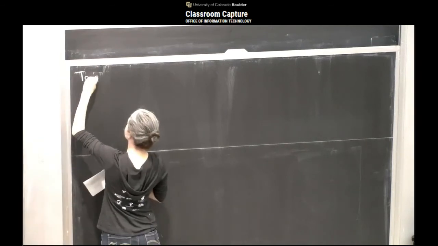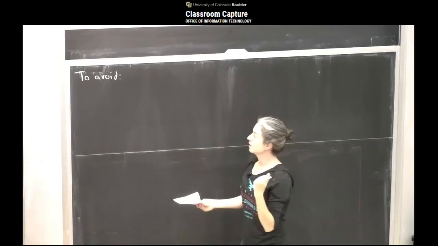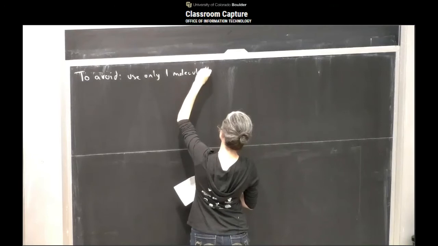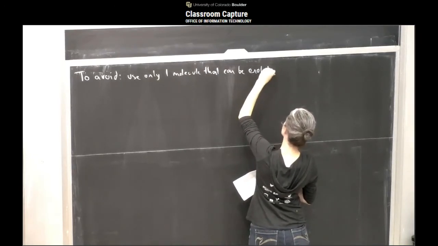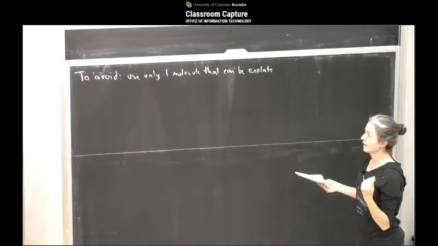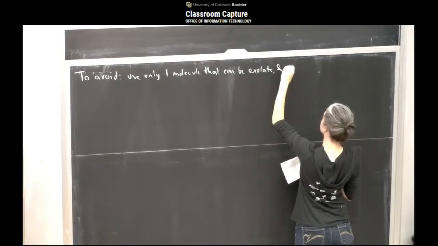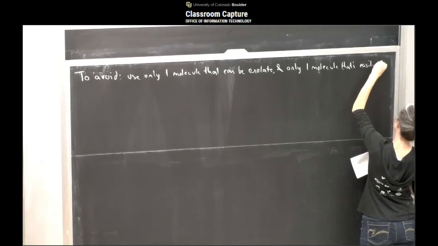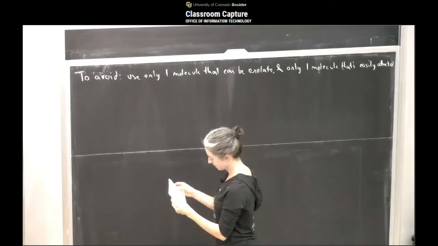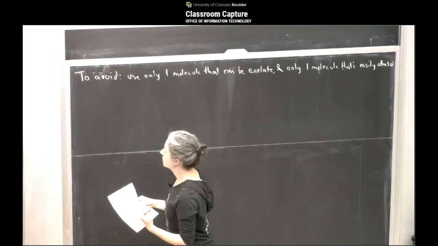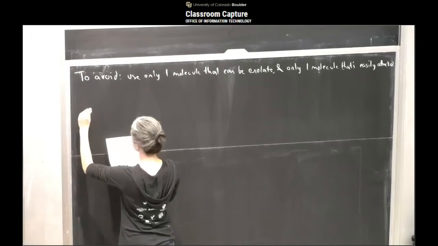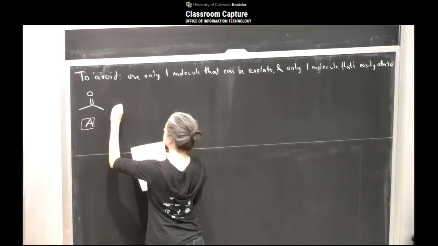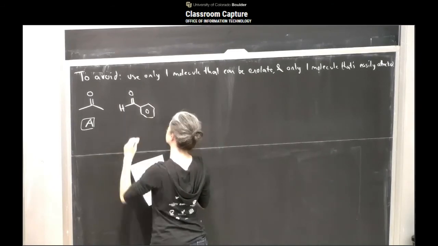So, to avoid this mess, make sure that only one molecule can make the enolate, and only one molecule that's easily attackable, so an aldehyde, in other words. So usually your combo is going to be something like this, where we have A here and B here.